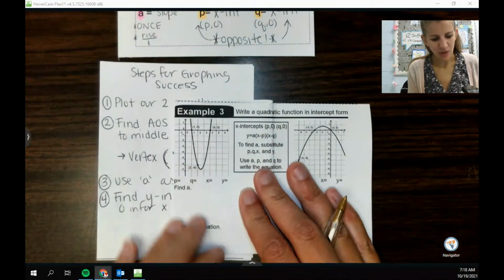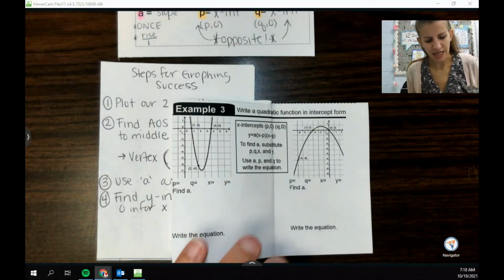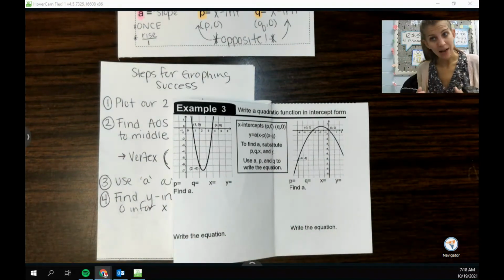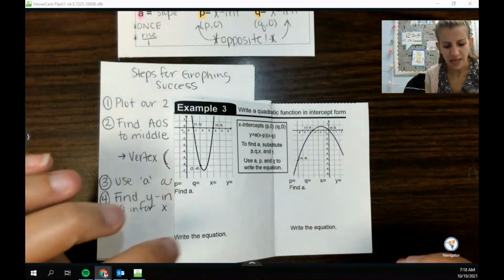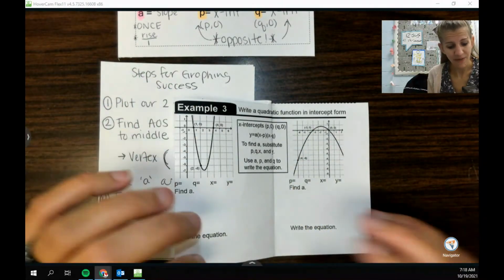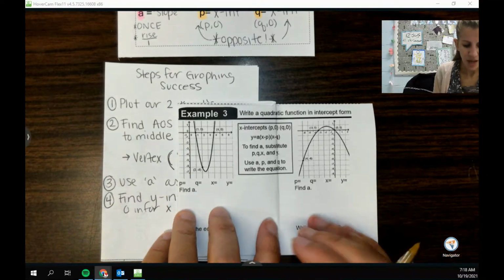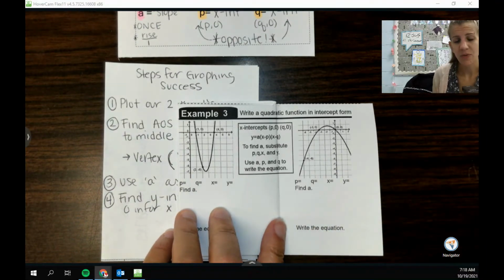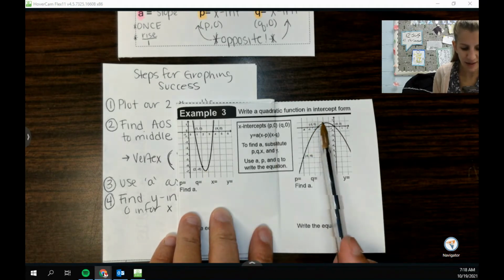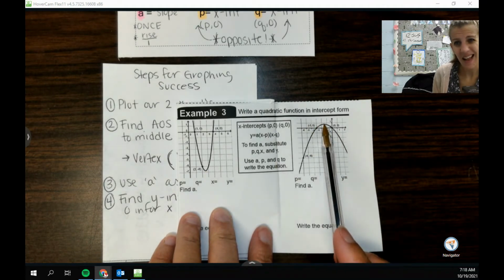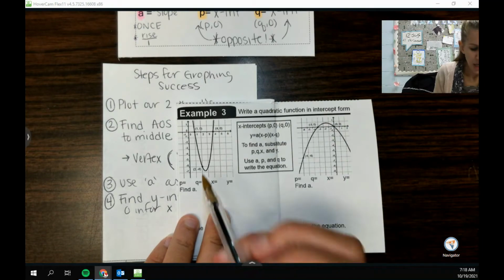Next, write a quadratic function in intercept form. So kind of going backwards now. Okay, so we're looking at our parabolas, and we want to write them out in factored form. We could also write them out in vertex form, but the reason that we wouldn't want to here is because they didn't tell me where the vertex is. And it kind of also looks like it's not at a super nice point.